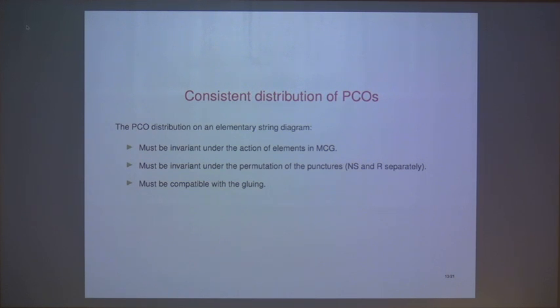Let me remind you that this PCO distribution has to satisfy certain conditions. First of all, it should be invariant under the action of elements in the mapping class group. Then it should be invariant under the permutation of the punctures, NS and Ramond punctures separately. And it should be compatible with gluing. That means it should satisfy the geometric condition that is induced from the BV equation.